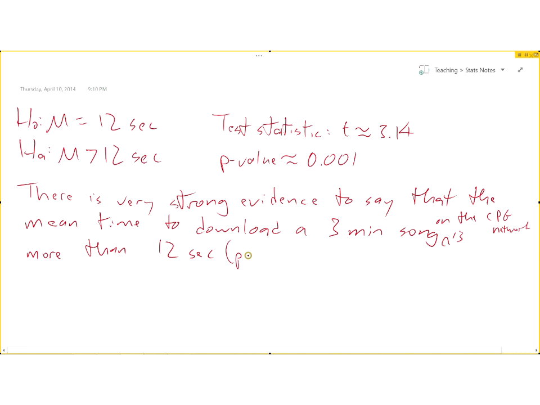And then, as I've mentioned before, I almost always put my p-value at the end of that sentence. What that does is it allows the reader to make their own judgment about the strength of the evidence. I said there's strong evidence. Well, how strong is it? The p-value is how strong that evidence is.